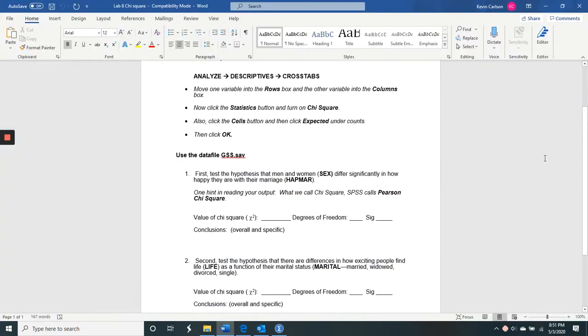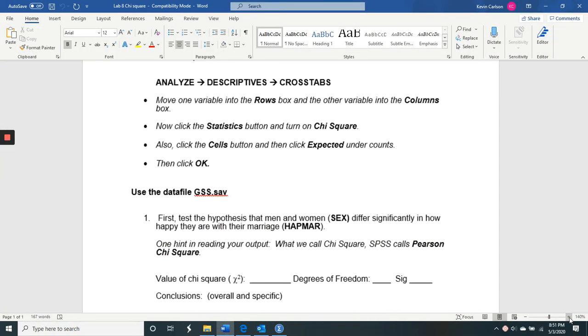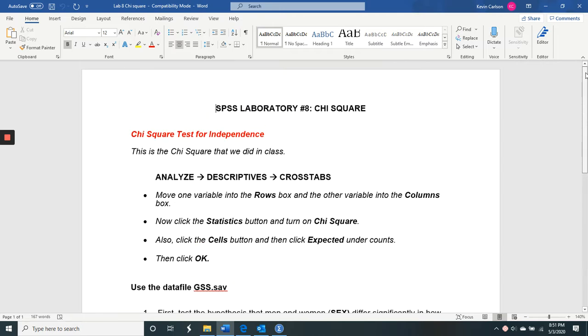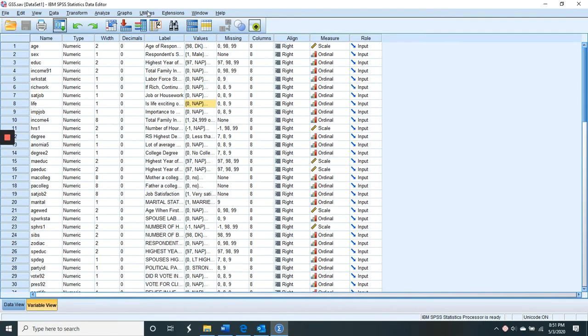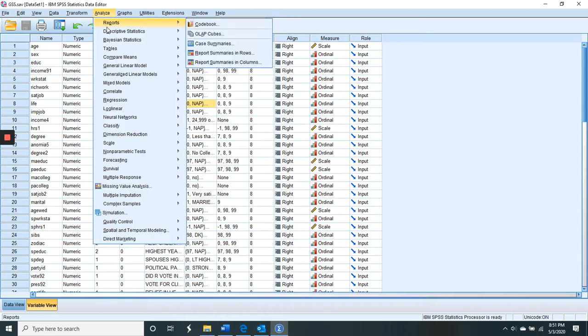Hi everybody, this is the review of the lab for chi-square. First thing I'm going to do is show you how you can do a chi-square. It's under Analyze, in Descriptive Statistics, but the chi-square is an inferential statistic, so just keep that in mind. They have it in descriptive, I think, because there are lots of options you can do with it. So Analyze, Descriptive, and it's called Crosstabs.